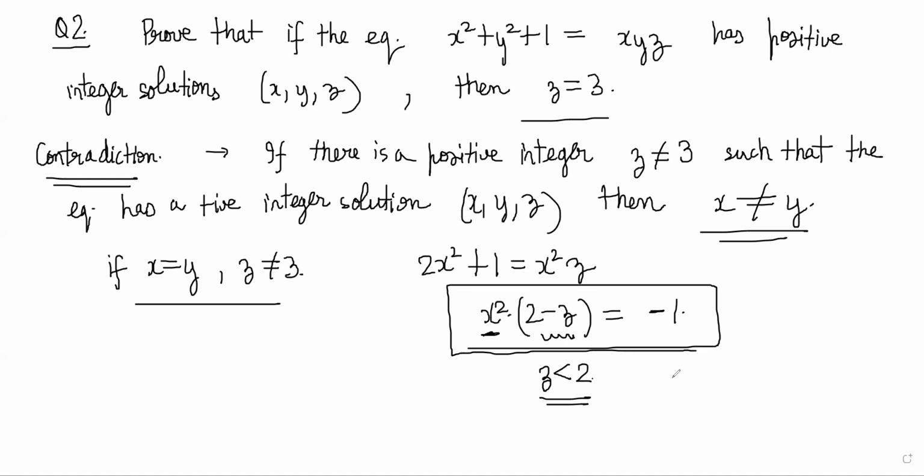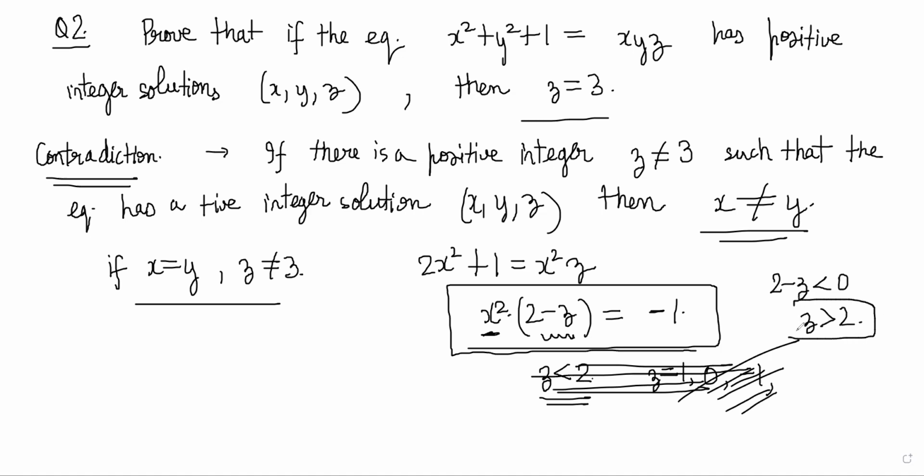And if z is less than 2, z can be 1, 0, minus 1. If it is minus 1, what will happen? Actually, it cannot be minus 1 because z is supposed to be a positive integer solution. So the only option for z is 1, right? So if z is 1, what happens? No, I am making a mistake here. We are getting this equation. So from here we know 2 minus z should be less than 0. So z should be greater than 2, obviously.